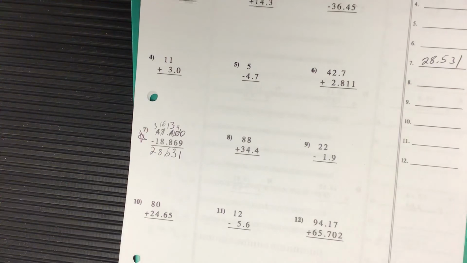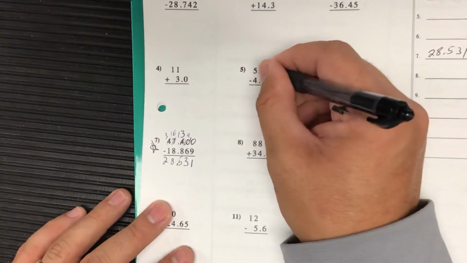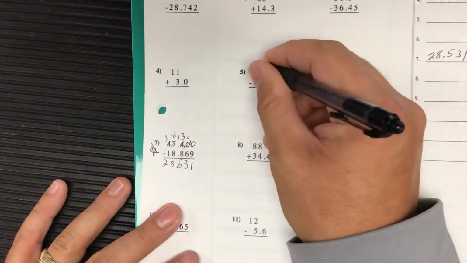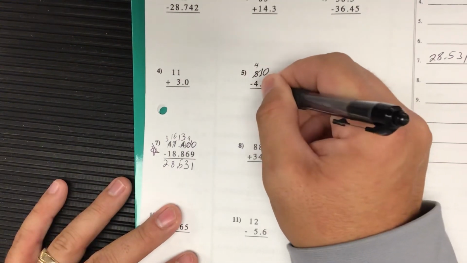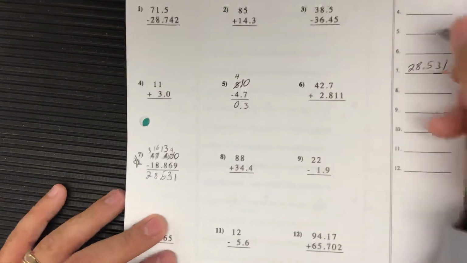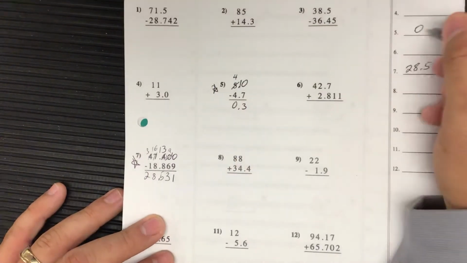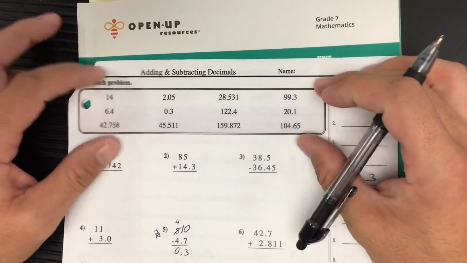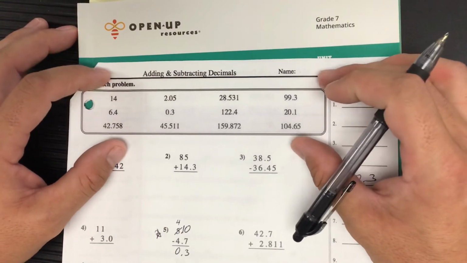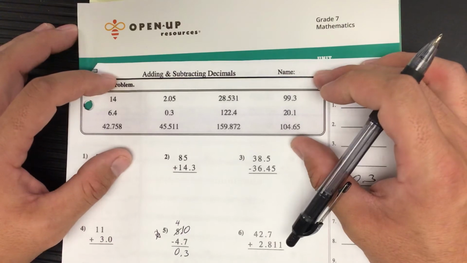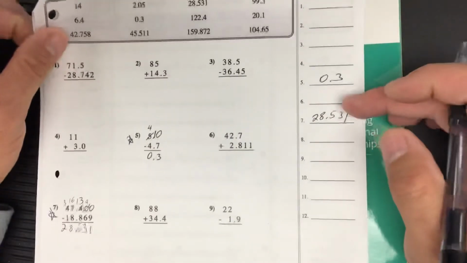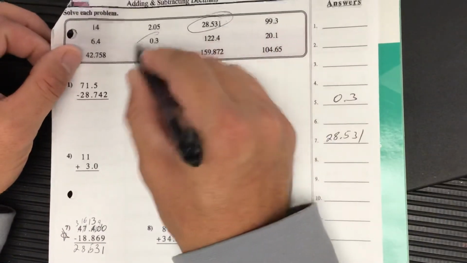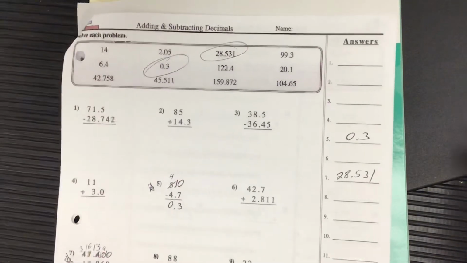Let's do 5. That's a subtraction. Okay. 5 minus 4.7. I thought we were going to do adding. 4, 10, 0.3. You'll also notice that you're going to get one of these answers up here. So if you do a problem and you don't get one of these, you did something wrong. Notice I got 0.3 and 28.531. Those are up here as options.